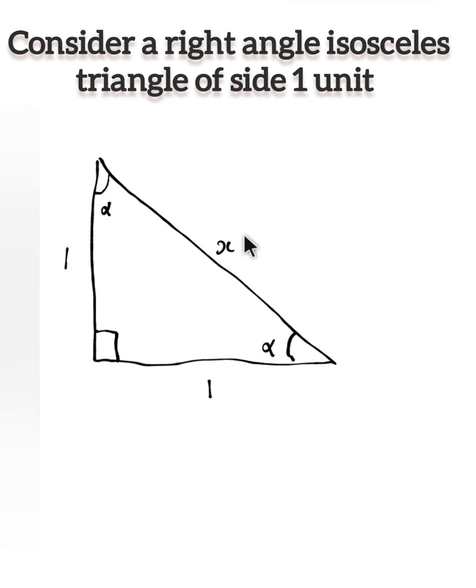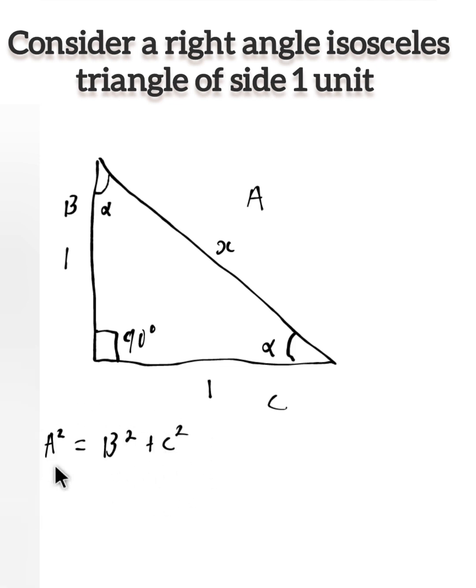Let's find x first. We can find x from Pythagoras theorem. Let's assume that this is A, this is B, and this is C. Pythagoras theorem states that the square of the longest side A is equal to the square of B plus the square of C. That is A square is equal to B square plus C square.